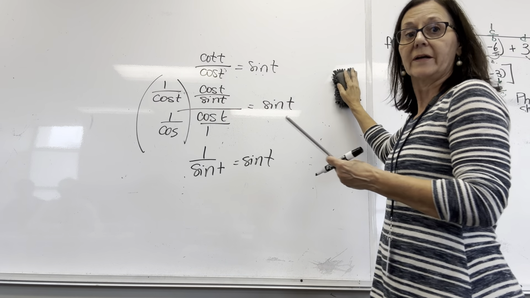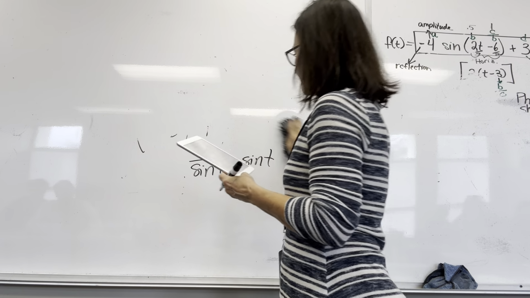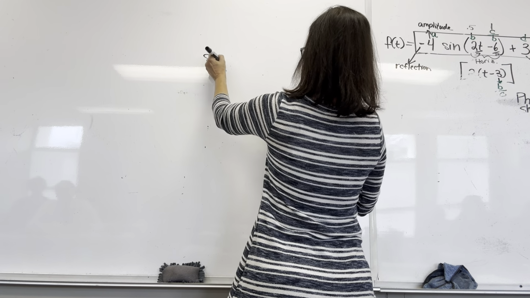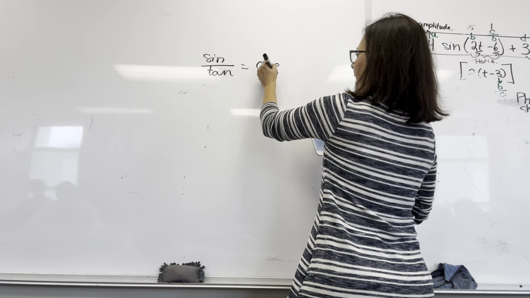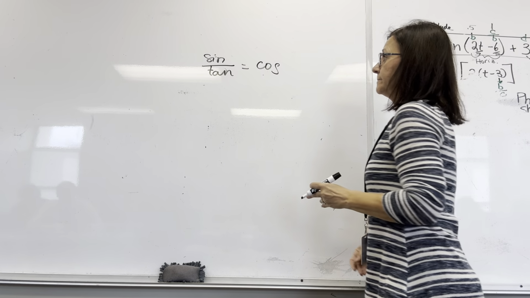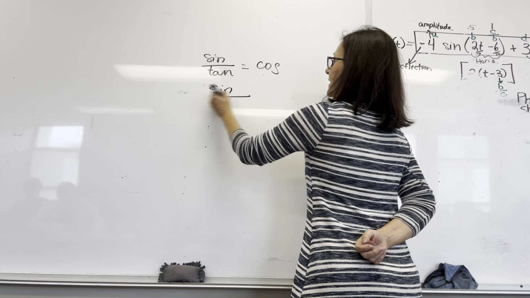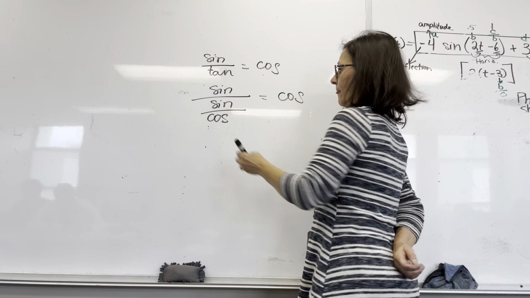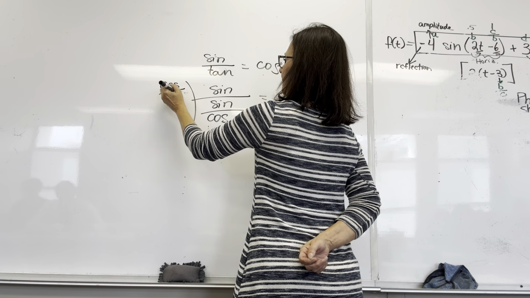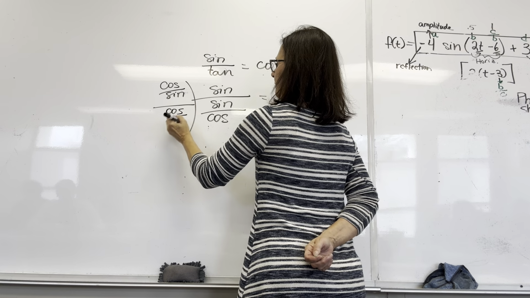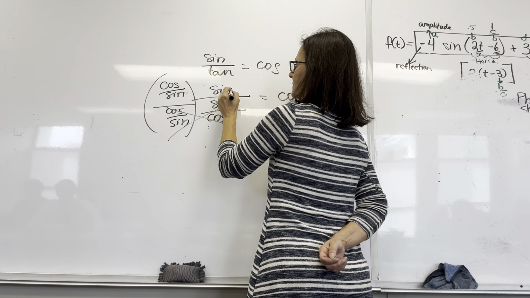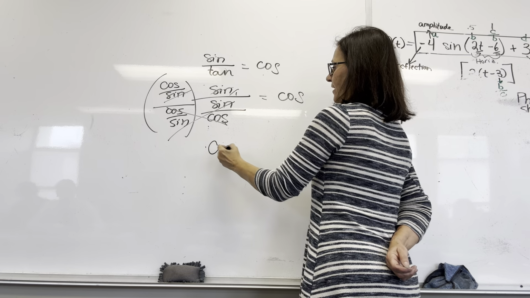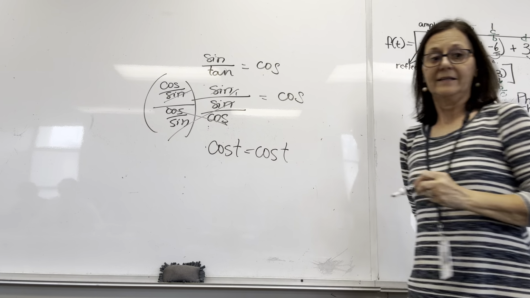All right, let's do B real quick, then we'll be done. Just remember, I made a mistake. It's not 1 over that value, it's just that value. Sine over tan, does that equal the cosine? What are we going to substitute in? For the tan, that's going to be sine over cosine. Multiply by cosine over sine. That eliminates. It's cosine over sine squared. Well, that's over 1. Oh, that's right. So that is cosine t equals cosine t. That is an identity.